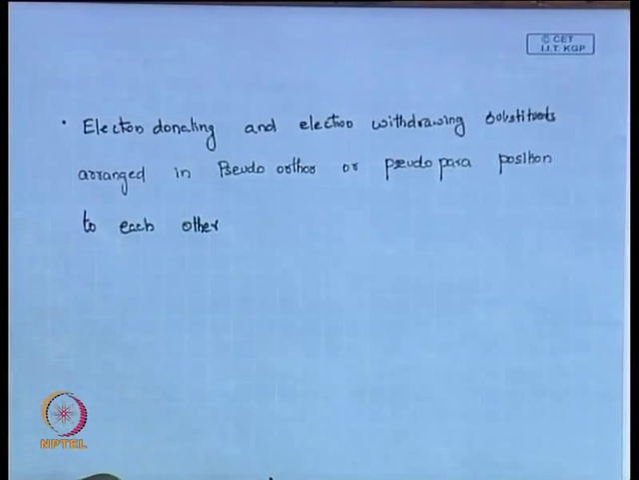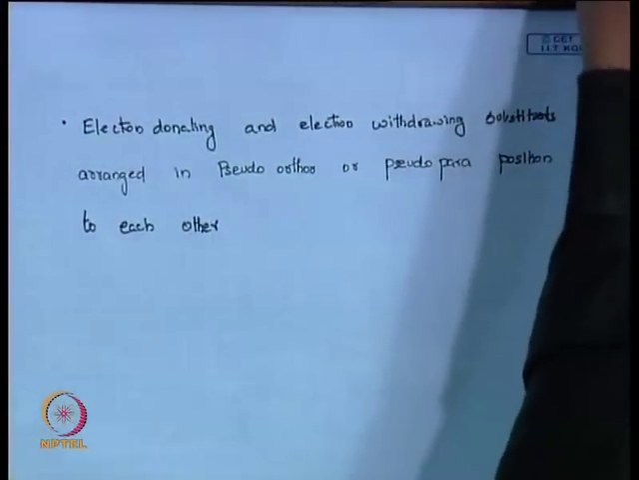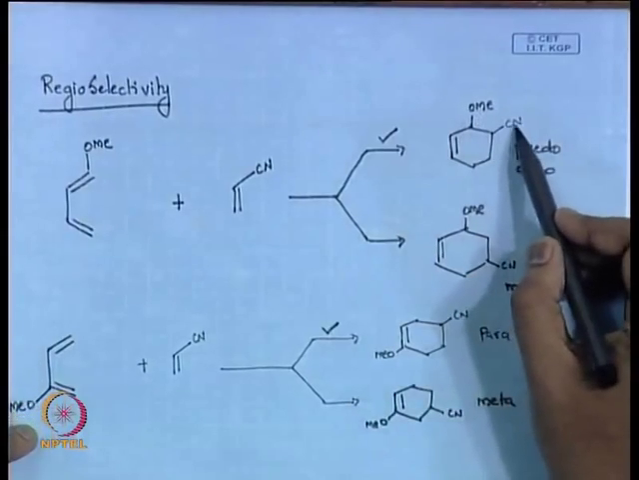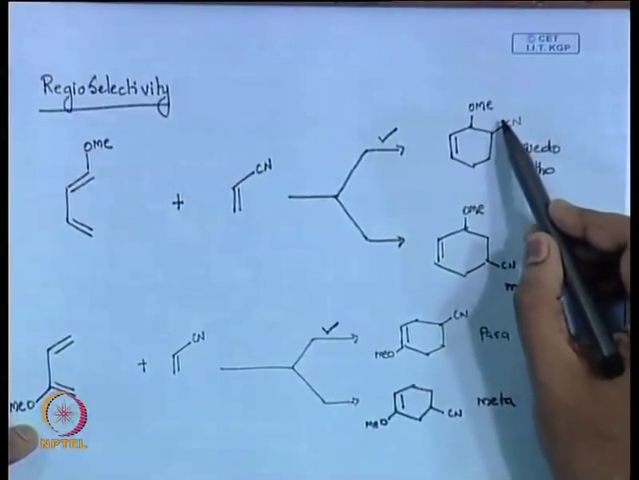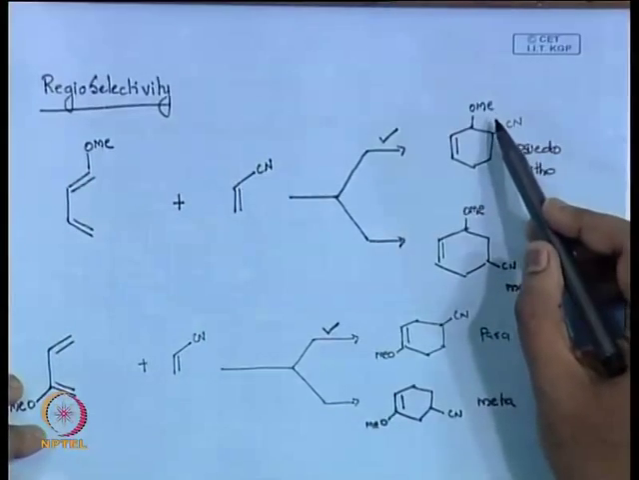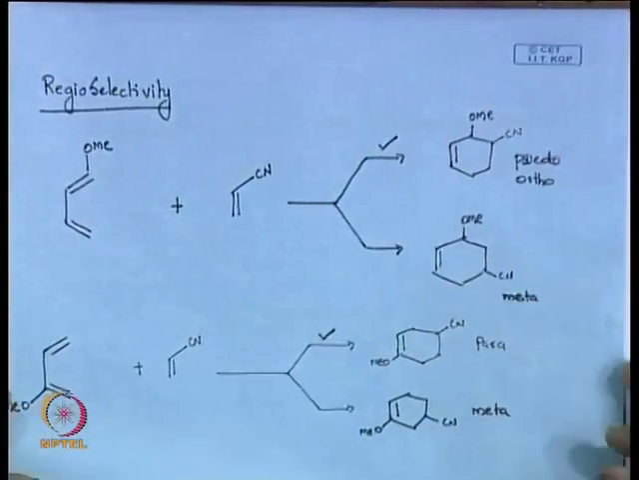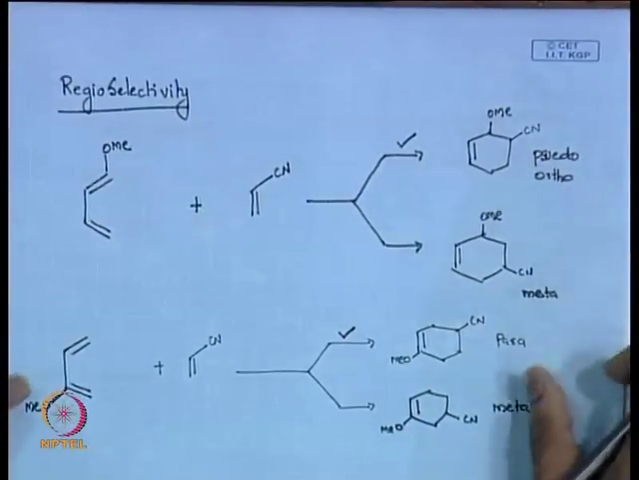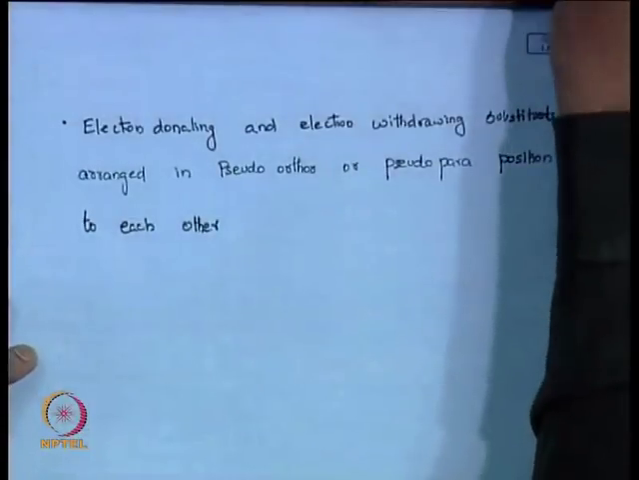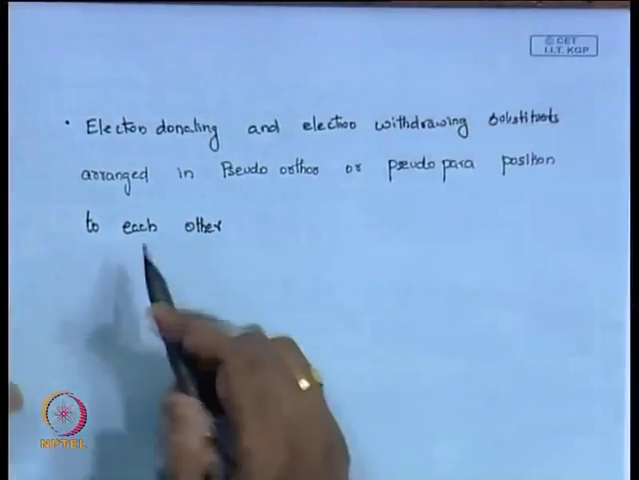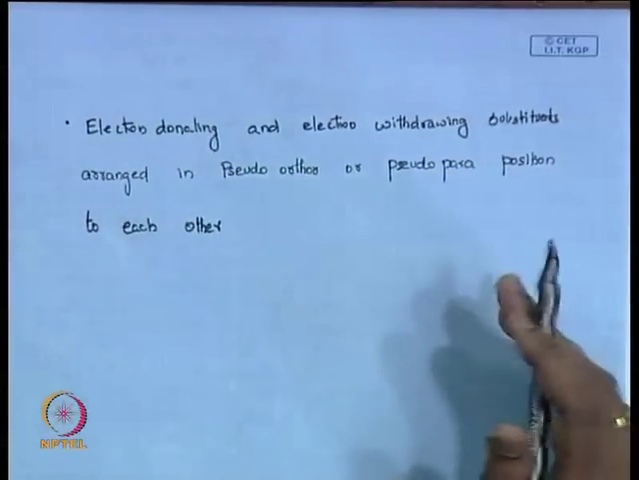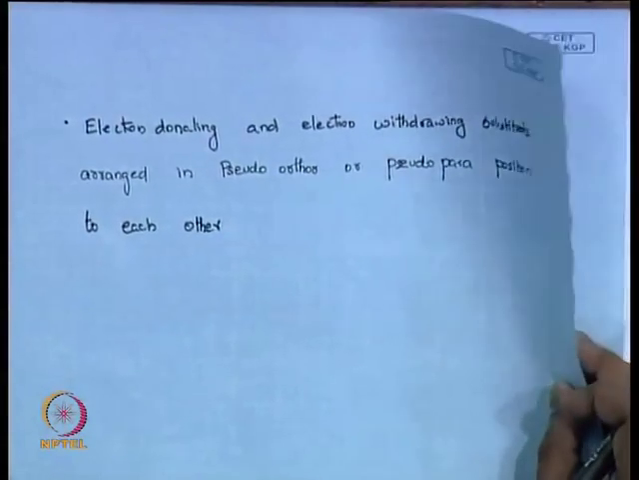So, your electron donating and electron withdrawing substituent in the product. What I am meaning is that the electron donating and electron withdrawing substituent most of the time in the product prefers to be in either ortho or para. You never get selectivity over meta. So, that is what I said, electron donating and electron withdrawing substituent arranged in pseudo ortho or pseudo para position to each other.